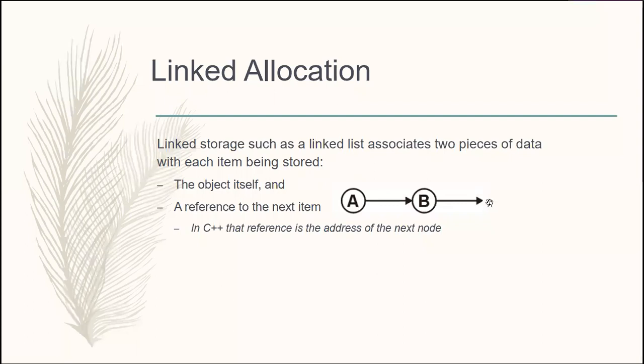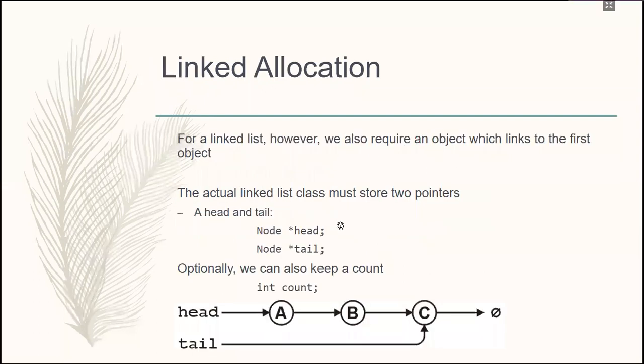Don't worry if you are still not clear about the contiguous and linked. In the next lectures we'll discuss them in detail, then you'll have a clear picture of how they're actually being stored. Just now we're trying to get an idea about them. Next, this is an example of a linked list. For a linked list, however, we also require an object which links to the first object.